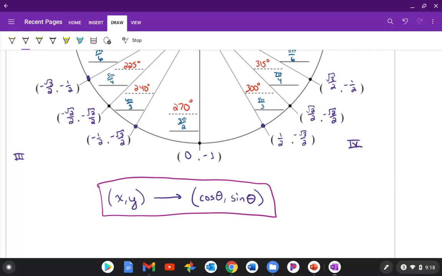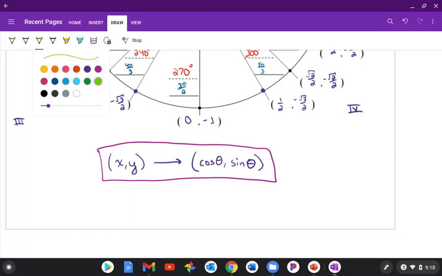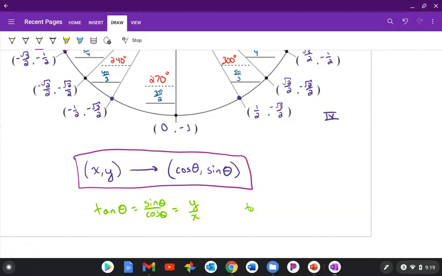As we move forward, there is some more stuff you'll need to know. Like, for instance, the tangent of theta. The tangent of theta, if you know anything about trig functions, is the sine over the cosine. And if the sine is y and the cosine is x, then the tangent of theta is actually y over x. So to find the tangent of theta, you would just do the y coordinate over the x coordinate.